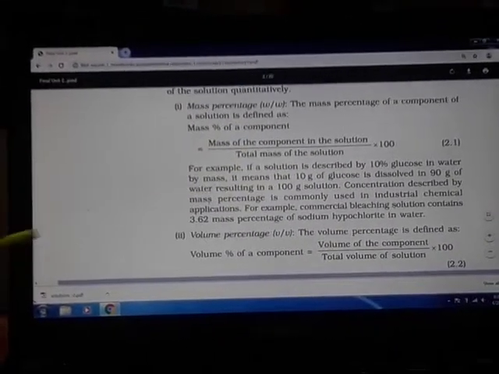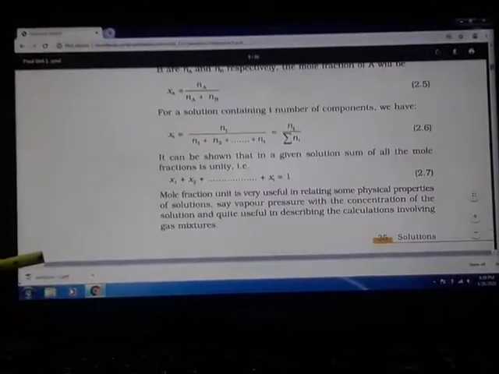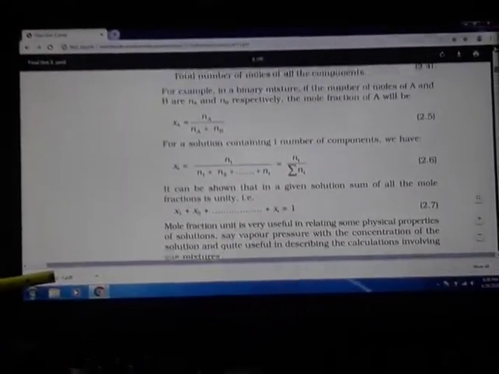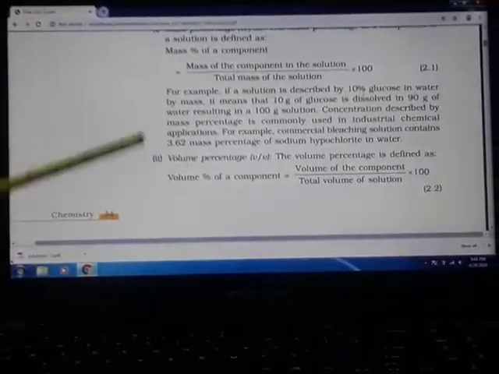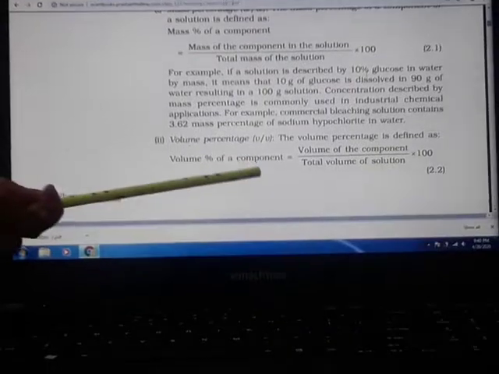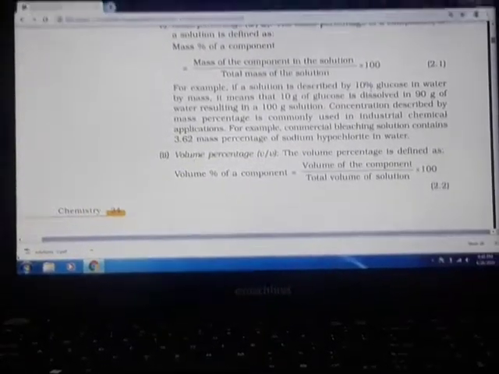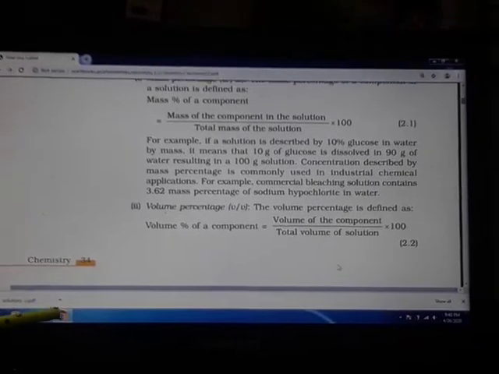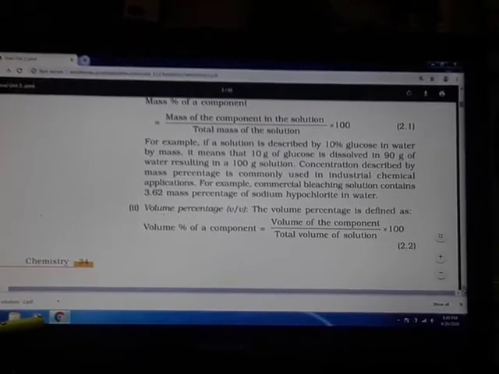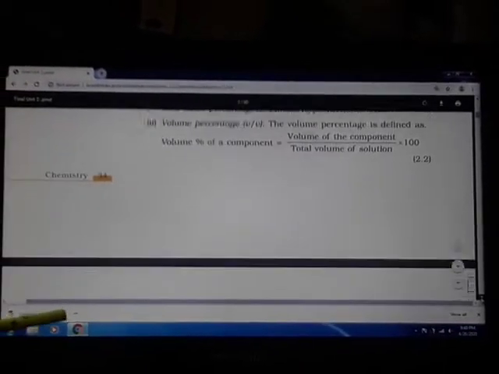Next is volume percentage. Volume percentage simply means the solute and solvent both will be taken in terms of their volume, that is ml or liter. Volume percent of any one given component, may be solute or solvent, may be expressed as volume of the solute or solvent divided by total volume of the solution into 100. So the same formula can be used to determine the volume percent of solute and solvent both.